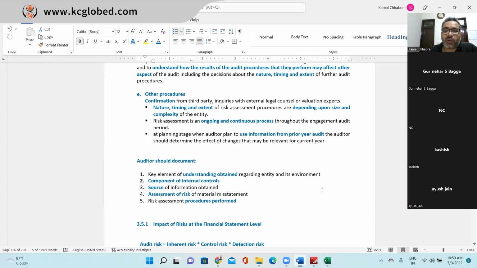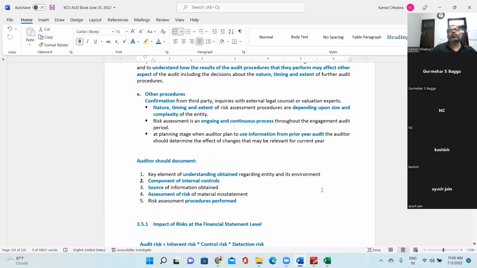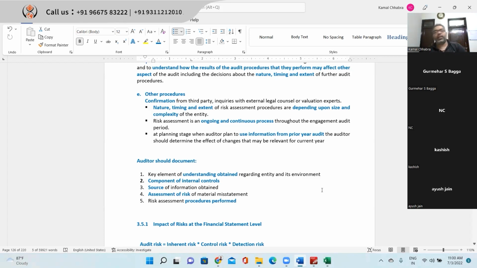Right. So what exactly is this? Whatever understanding you have obtained regarding the entity and its environment, you'll be documenting in the understanding the business template format. In the same way, other firms also have it as a kind of mandatory thing: when we are conducting the audit, we need to document properly what understanding we have obtained about the entity and its overall environment, including the legal and regulatory environment.